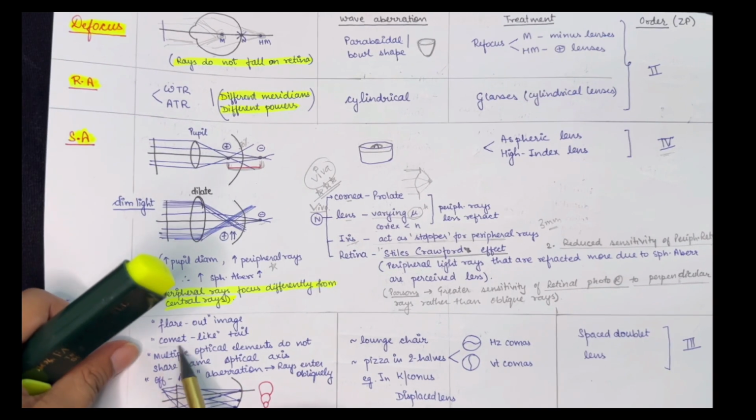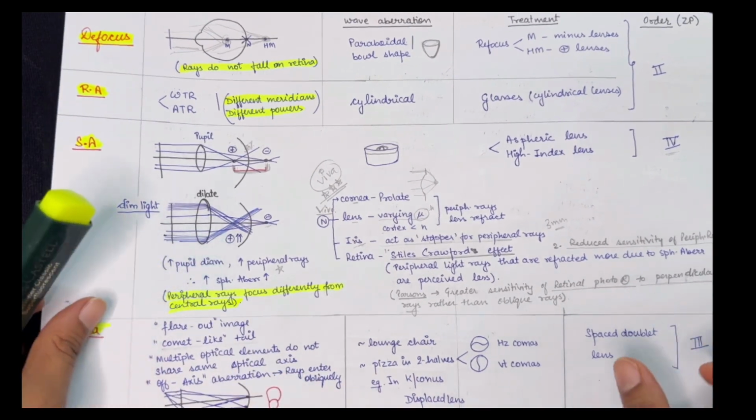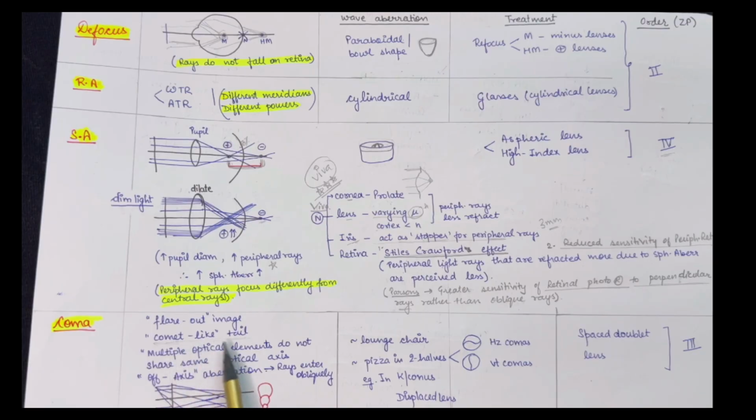Coma से याद रखिए comet like tail. Coma, it has come from this word comet like tail. अब इसके different तरीके हैं समझने के. Flare out image or comet like tail, or you remember that it is off axis aberration, rays enter obliquely. So it says that multiple optical elements do not share same optical axis. So कुछ points के लिए optical axis ये है, किसी के लिए optical axis ये है, किसी के लिए ये है. तो ऐसे अगर आप देखोगे तो इस तरह की blurred image बनती है. So this is called coma, right?